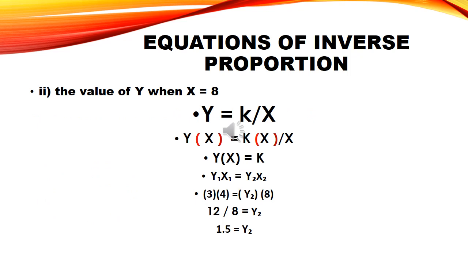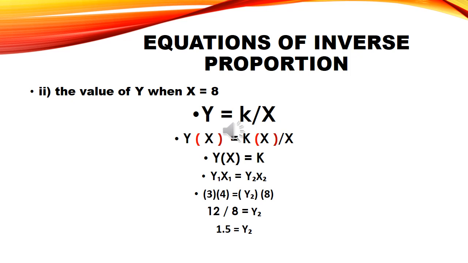Brilliant students. Now we have to solve the same part of that example using the other method. As all of you know, we can solve it by using y1 x1 is equal to y2 x2. Do you know? y1 means the first value of y, y2 means the second value of y. Similarly, x1 means the first value of x and x2 means the second value of x. Now in the same part 2, which we have already done using the y is equal to k by x method, now we have to solve the same sum using this method.